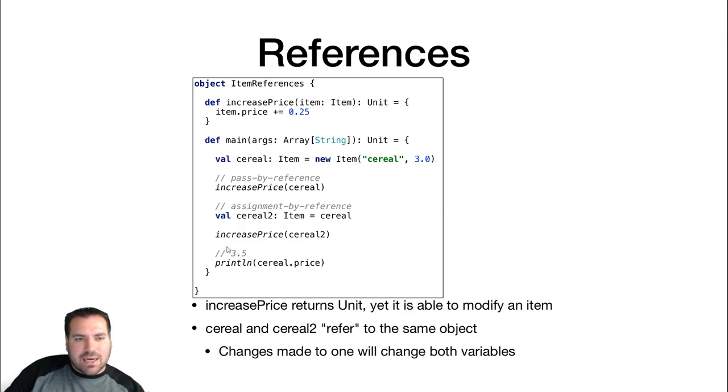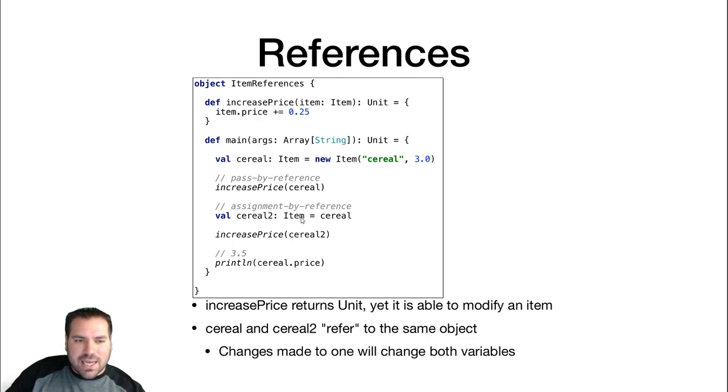So if we have this example building off of the code from last lecture, we create a new item and we call a method called increasePrice, which takes an item and increases its price state variable. That price change will be reflected outside of that method call as well. When we say increasePrice of cereal, we're actually passing a reference to this object to the method. So even though this variable is called item, and we access item.price, this is the same object that's stored in the variable cereal. So when we call this method, cereal's price will be increased by a quarter in this case.